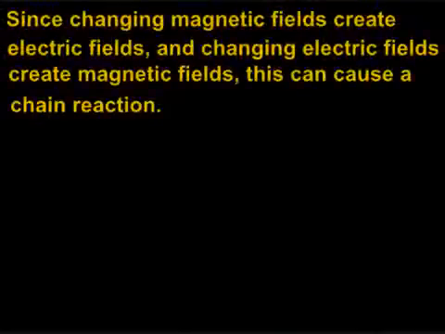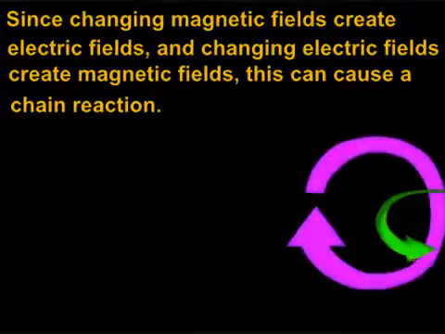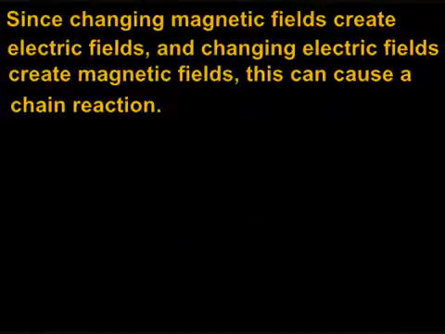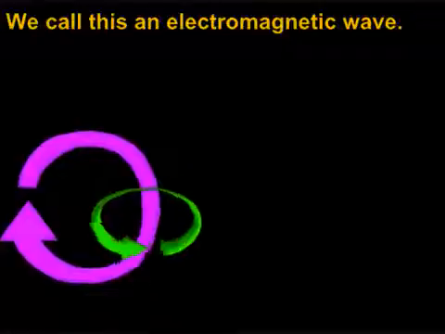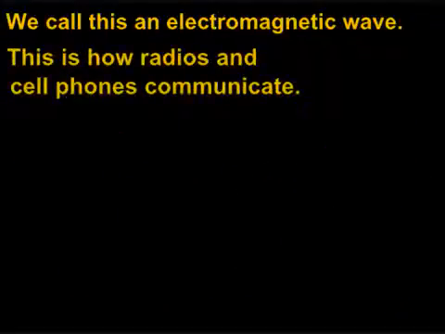Since changing magnetic fields create electric fields and changing electric fields create magnetic fields, this can cause a chain reaction. We call this an electromagnetic wave. This is how radios and cell phones communicate.